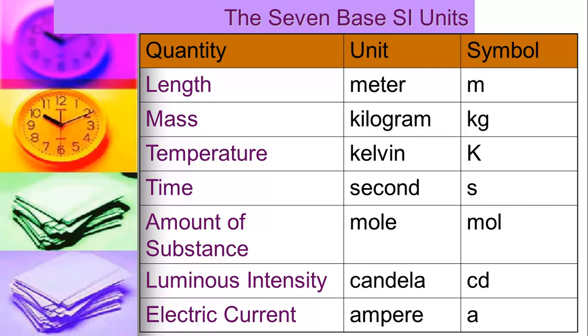The 7 base units ng SI natin, or international system yung SI. For the quantity, we have the length, the mass, the temperature, the time, amount of substance, the luminous intensity, ito yung sa liwanag, and then the electric current. And we have the unit for length, that is meter, the kilogram for mass, Kelvin for temperature, second for time, mole for the amount of substances, and candela for the luminous intensity, and of course, ampere for the electric current. With that kind of symbol, small letter m, kg, big letter K, small letter s, small cd, and A.